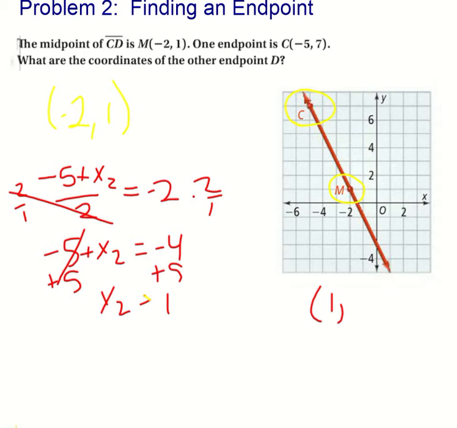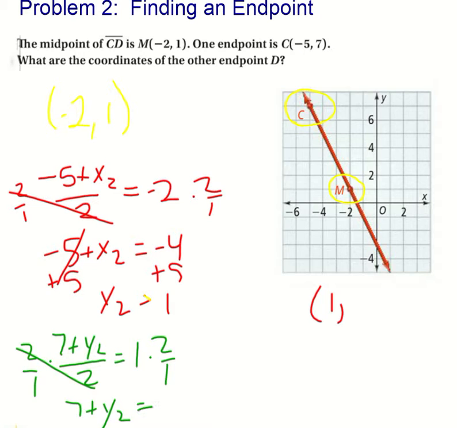We know that the endpoint 7 plus y2, over 2, equals the midpoint of 1. We multiply both sides by 2 over 1 to get rid of that divide by 2. We get 7 plus y sub 2 equals 2. Well, y sub 2 must equal -5, so our ordered pair is (1, -5). We look at our graph, that's all the way down here, and that is accurate. So you can give this as point D.